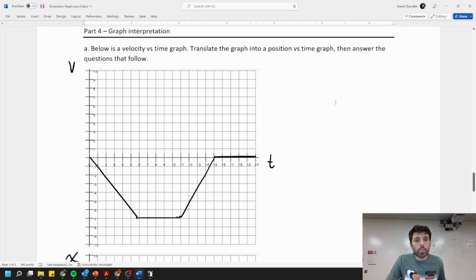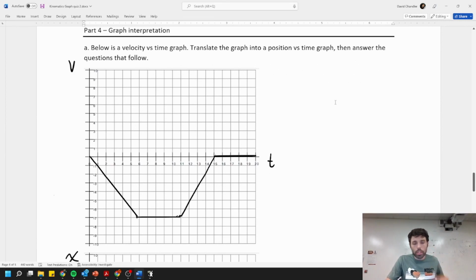All right. Below is a velocity time graph. So we did this one in class, but I'll do it in the video too in case you want to see it again.